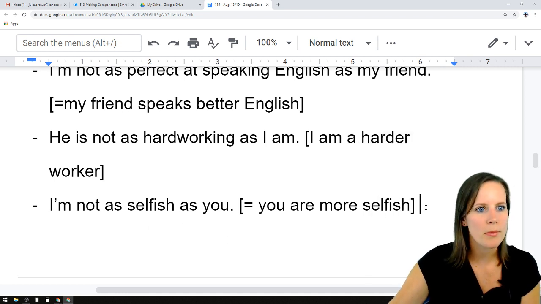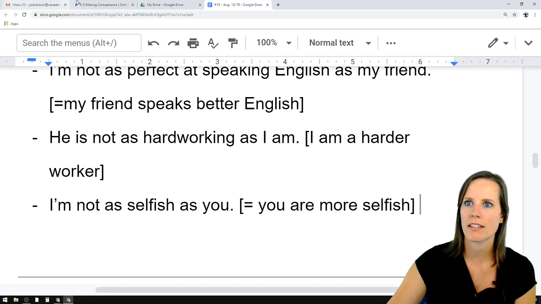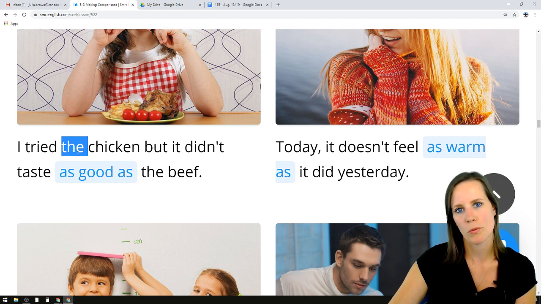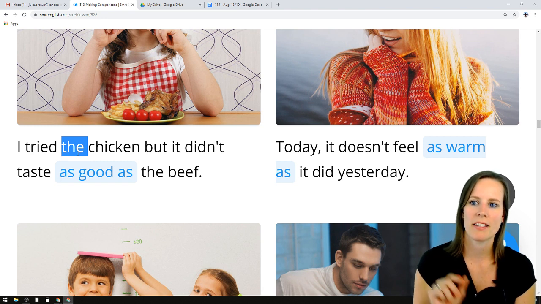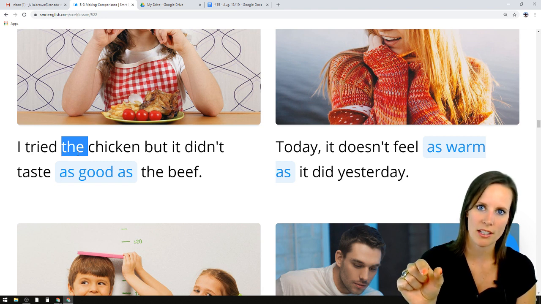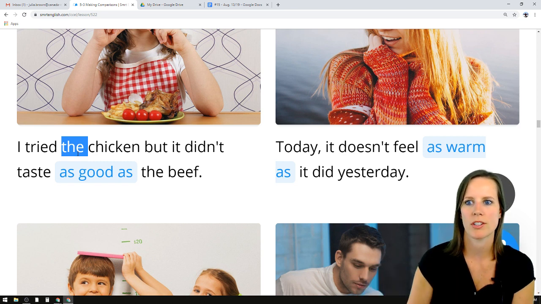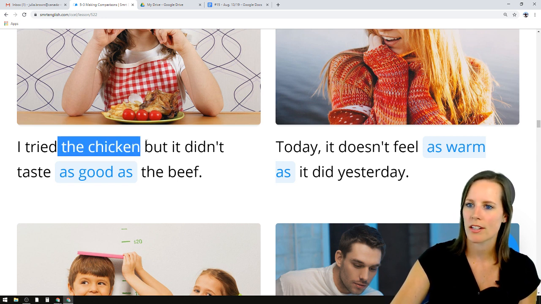Okay, I'm going to see some more examples. Vladimir has a question. From chicken and beef, what's the difference? Let me go back and see that example. I tried the chicken because we're being specific on what chicken, like the chicken at this restaurant. We're being specific about the chicken and the beef that we are referring to. We're not speaking generally about chicken and beef, okay? So maybe we're talking about a specific restaurant or something, okay?